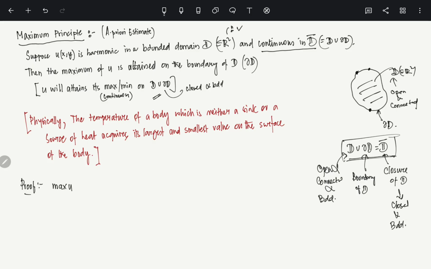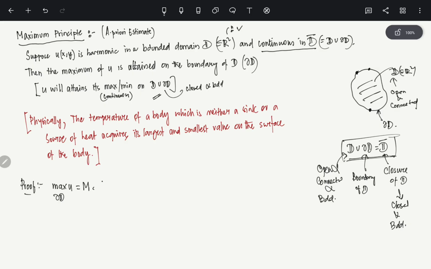Okay, so let's say the maximum of u on del D. See, del D is again a closed set, and since u is continuous on del D, the maximum is attained also, right? And let's just call that maximum m. Is it okay? Now we are saying that the maximum of u has to be attained on the boundary, right?